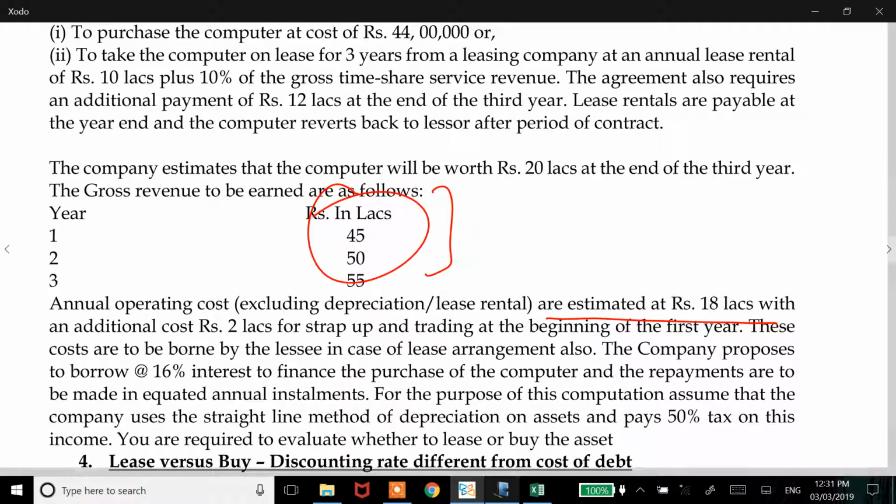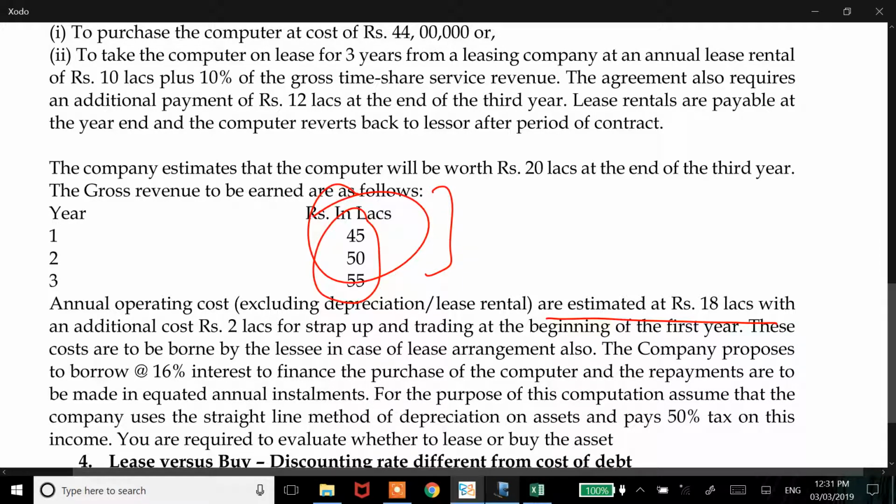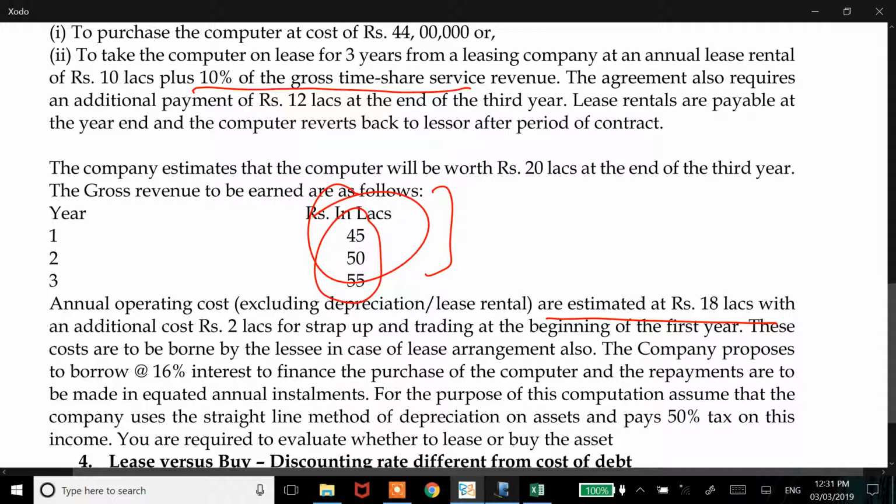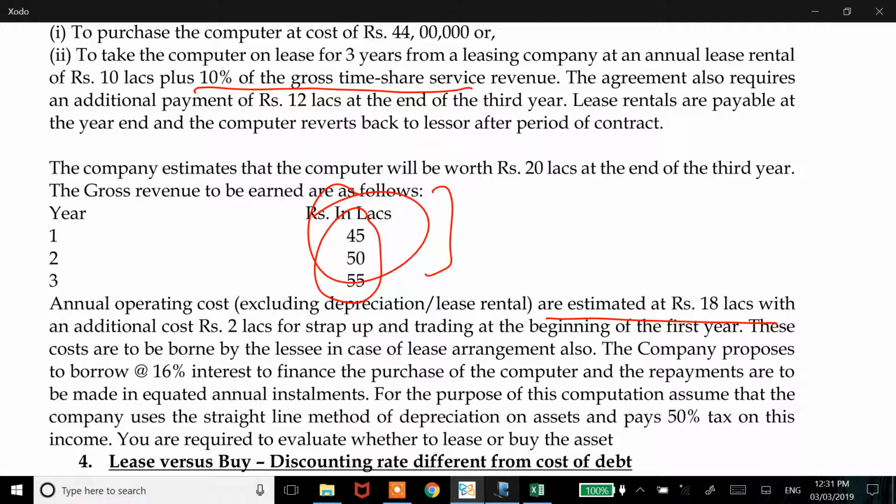In fact, this item itself would have been totally of no use. Only one place I am going to use it, because they said rental is 10% of the gross timeshare service revenue. For that purpose alone it will come. Revenues are the same in lease and loan. Annual operating costs are the same in lease and loan. Startup and training of 2 lakhs is the same in lease and loan. What matters is interest, depreciation and lease rentals, which vary, and in this case the discount rate, the after tax cost of debt, is the same.